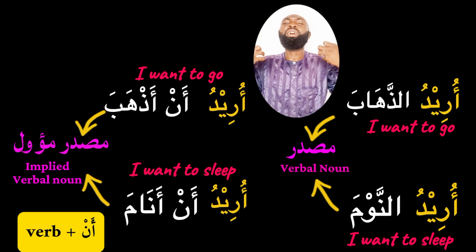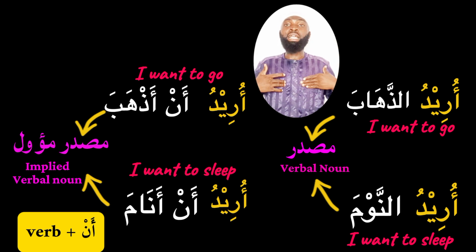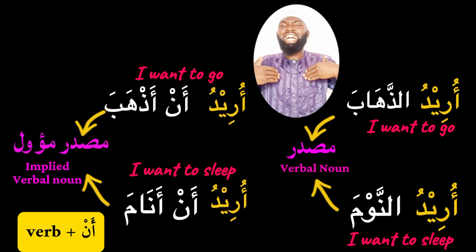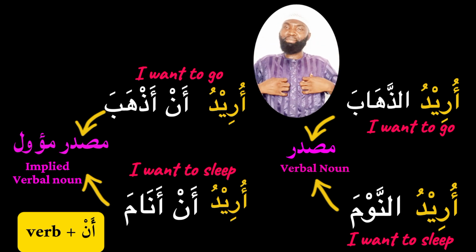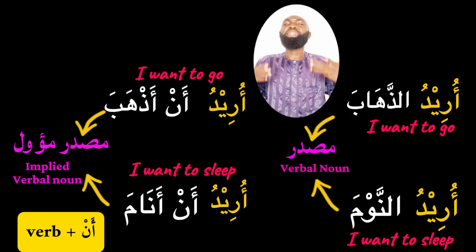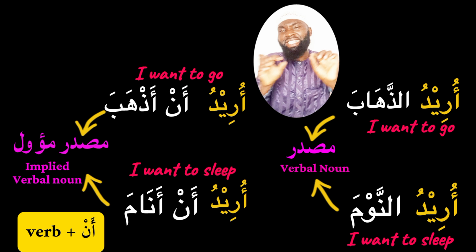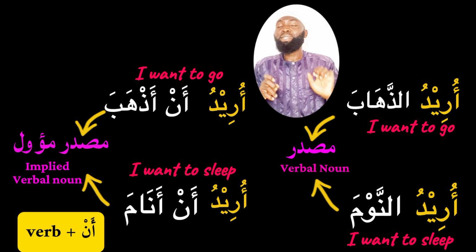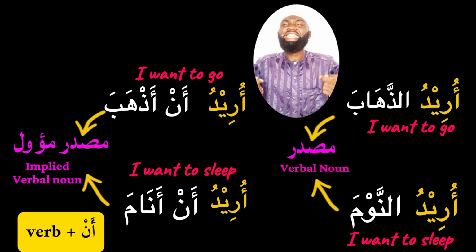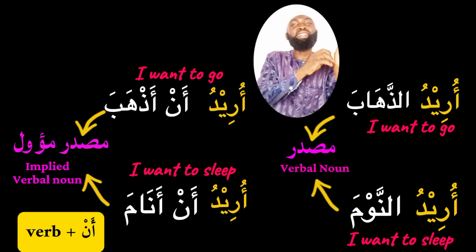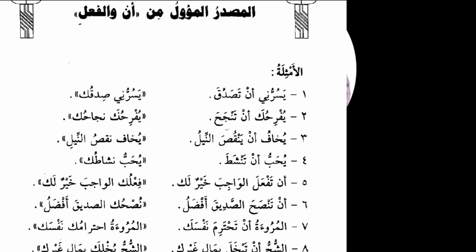You can give a lot of other examples. I can say yasurruni an anjaha. It pleases me that I pass. It pleases me to pass. Do you understand? I can convey this meaning using the main masdar by simply saying yasurruni najahi. My passing pleases me. So the word najahun, which is the verbal noun, is conveyed differently by using an anjaha.